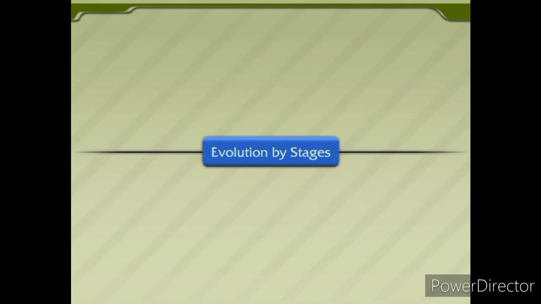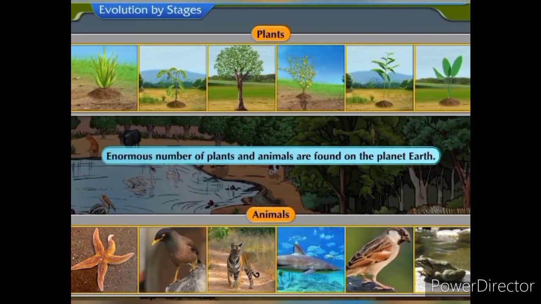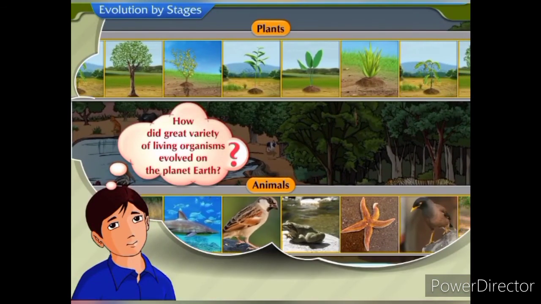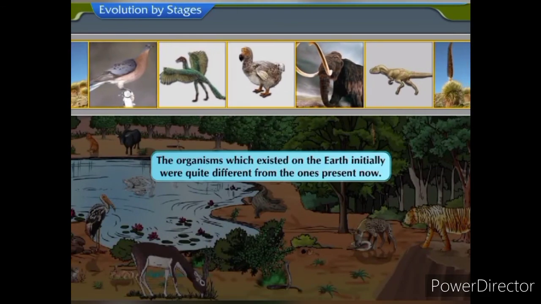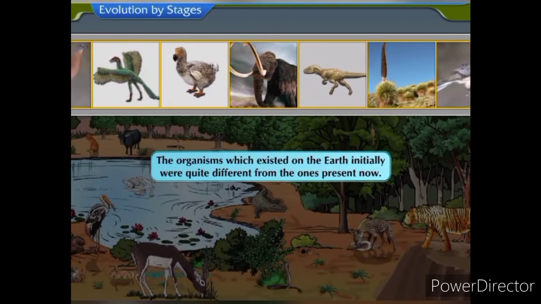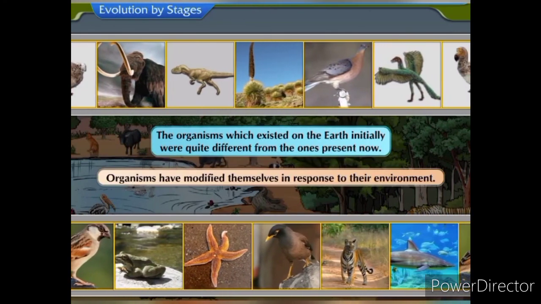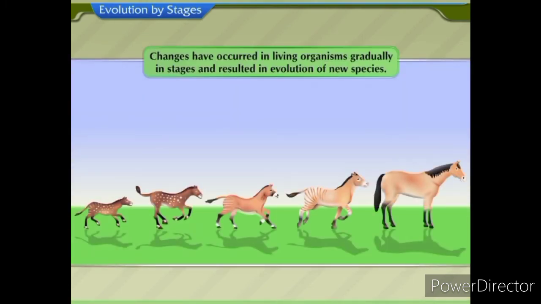Evolution by stages. There are an enormous number of plants and animals found on the planet Earth. How has this great variety of organisms evolved? Well, the organisms which existed on the Earth initially were quite different from the ones present now. They have modified themselves in response to their environment. These changes have occurred gradually in stages and have resulted in the evolution of a new species.